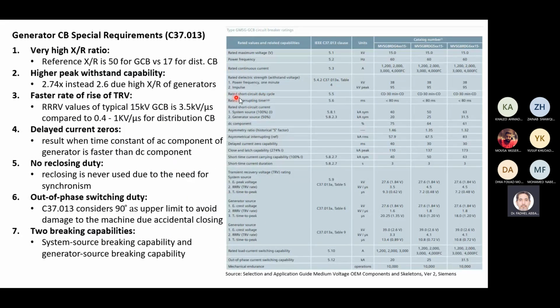Now this is the rated short circuit duty cycle, CO, 30-minute CO. So what does that mean? Close, open. Then you have to wait. If you close a breaker and then it trips because of faults, you have to wait 30 minutes before you close and open again. This is okay for generator circuit breakers because it needs time to cool down, then you can close and open again.